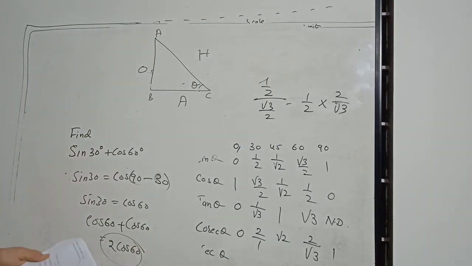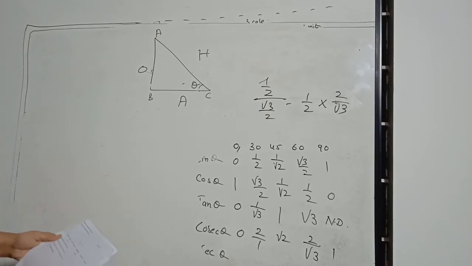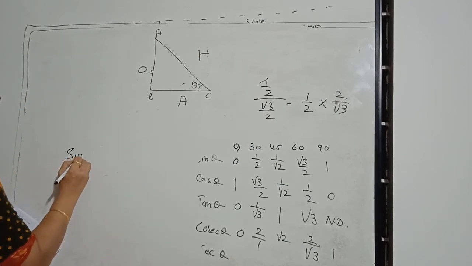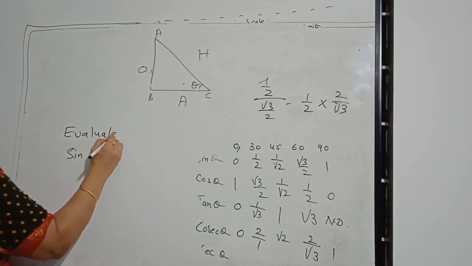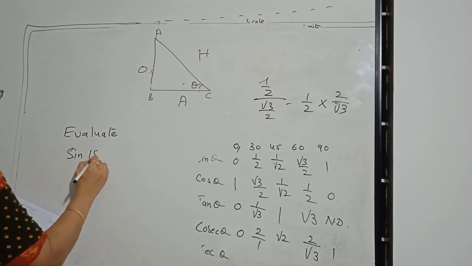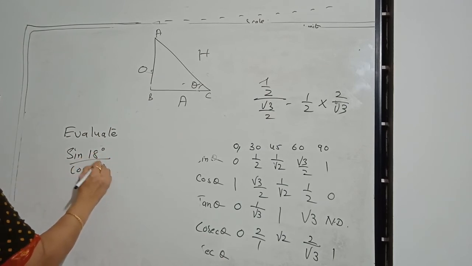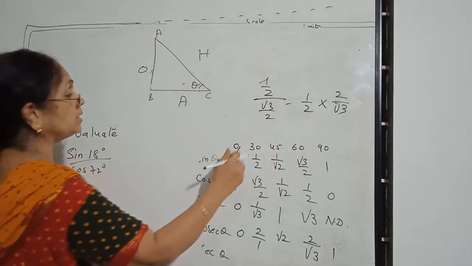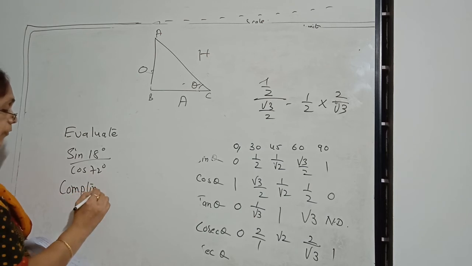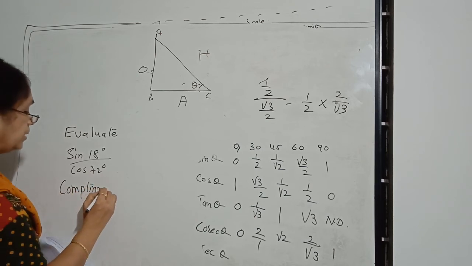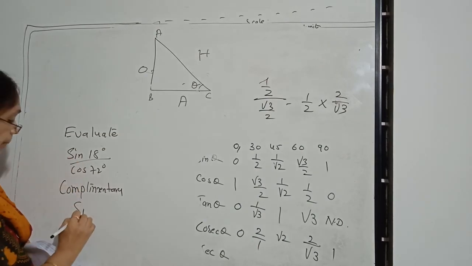The next is evaluate. Evaluate, very important 1 mark question. Evaluate sin 18 degrees by cos 72. If it is other than all these angles, apply the theory of complementary angles. So sin and cos go together.